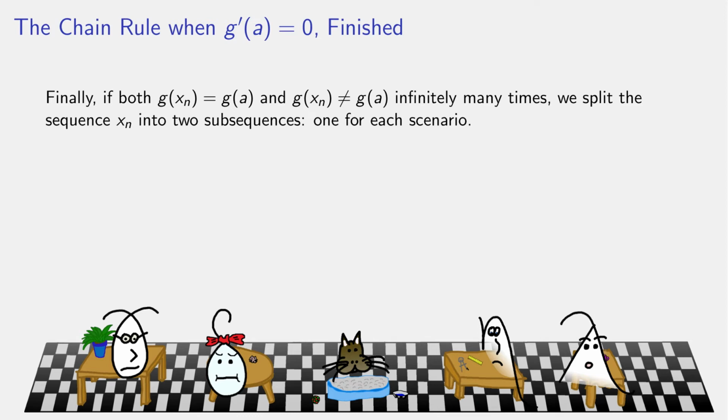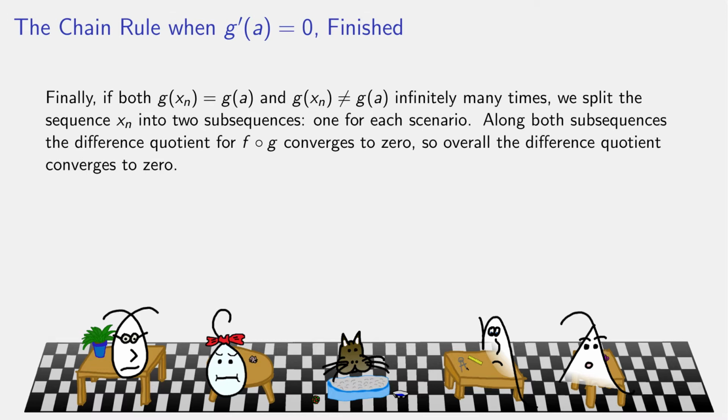Now, what we're going to do is make two subsequences, one where g of xn is equal to g of a and one where it isn't. And they're both proper subsequences because we assumed they both happen infinitely many times. When g of xn is g of a, we know that the resulting limit is 0. When g of xn isn't g of a, we know that the resulting limit is also 0.